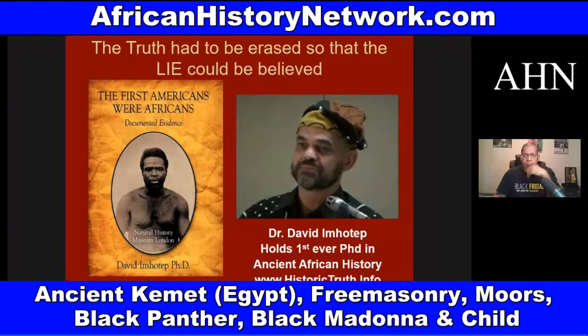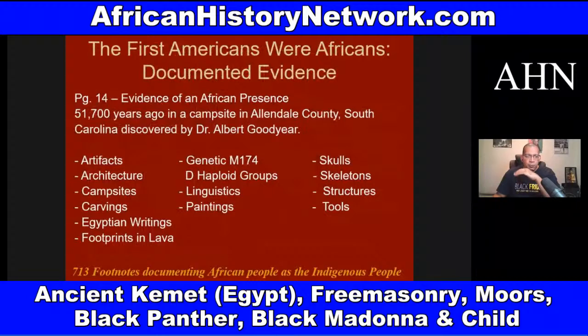Dr. David Imhotep wrote the book, The First Americans Were Africans, Documented Evidence. It first came out in 2011. He just released in late 2021 an updated book, The First Americans Were Africans, revised and expanded, has about 200 additional pages of new research. His book deals with the African presence in North, Central, and South America, going back at least 56,000 years ago. In North America, the land that today we call the United States of America, going back at least 51,700 years ago.